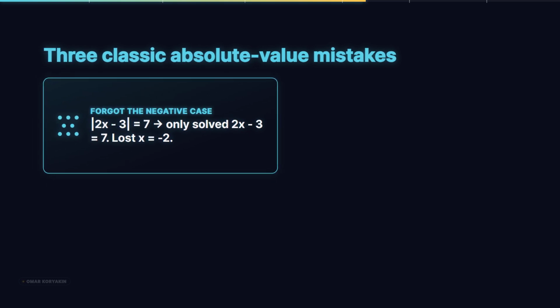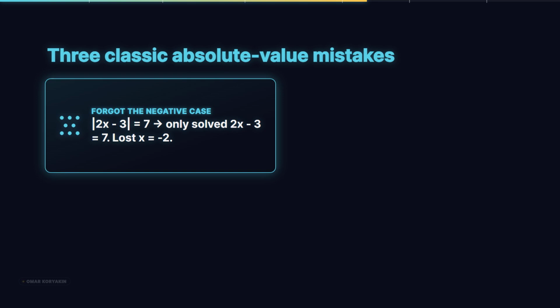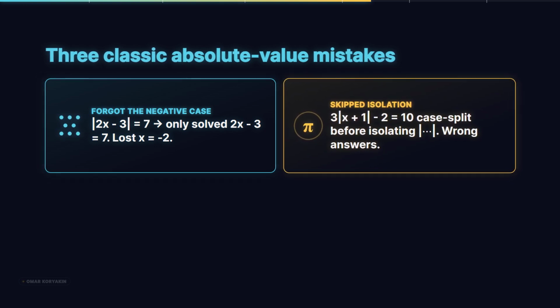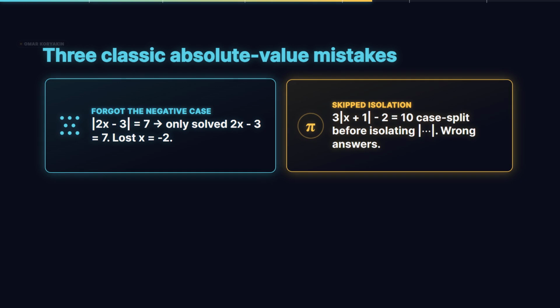The fix is to write both cases on the page explicitly before solving either one, so the negative case is impossible to forget. Second mistake: performing the case split before fully isolating the absolute value chunk.